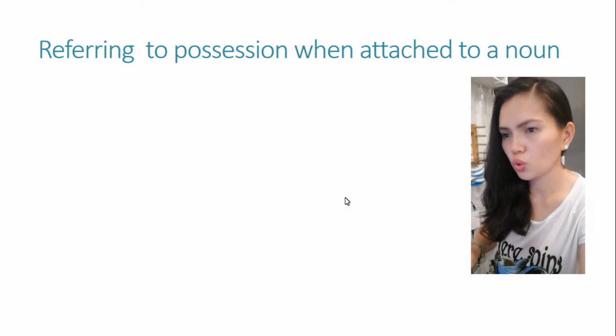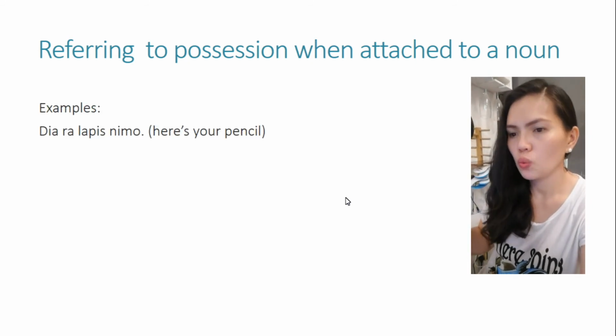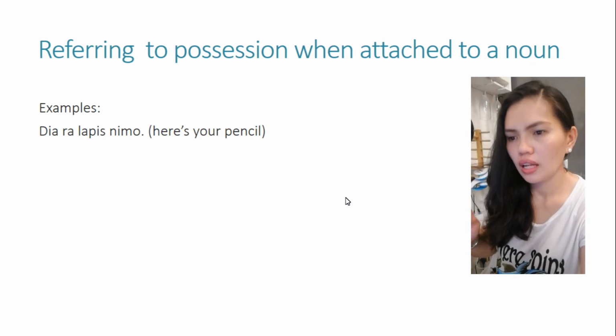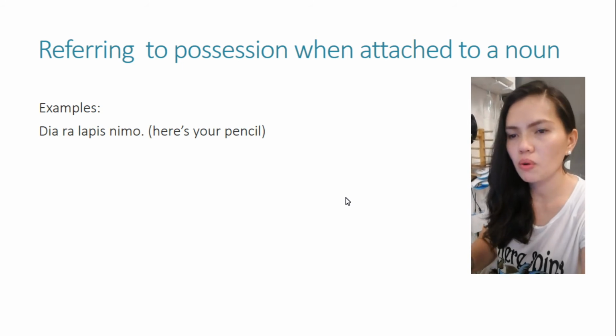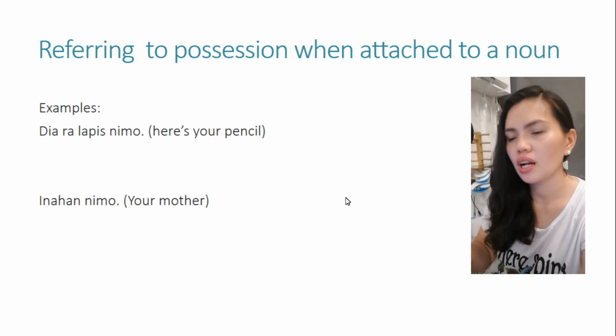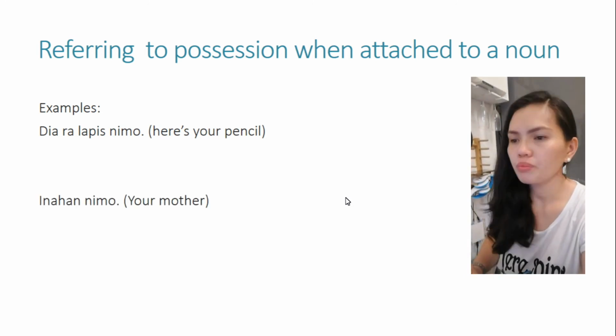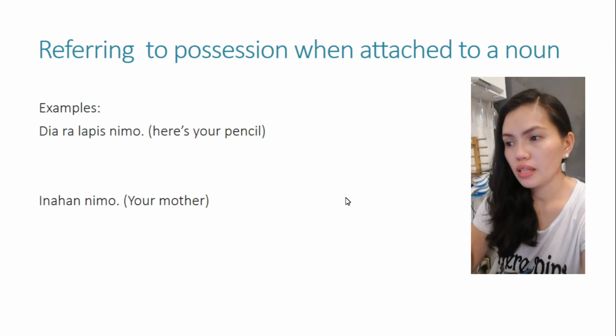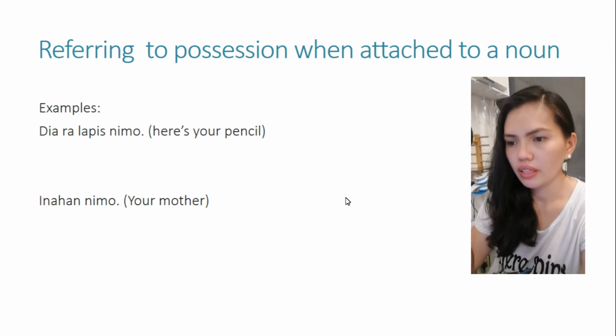Let's go to the first one, when referring to position when attached to a noun. So one example is, diara lapis nimo. Okay, it's like, here's your pencil. Diara lapis nimo. Like maybe you're returning the pencil to the second person. Diara lapis nimo. Here's your pencil. And then the lapis there is the noun, and then right after that is nimo.